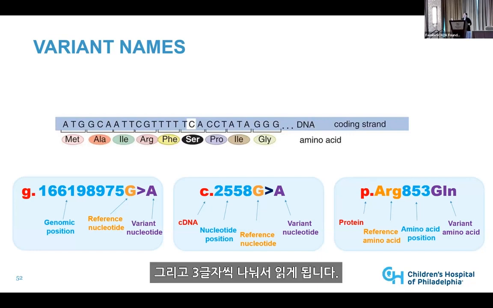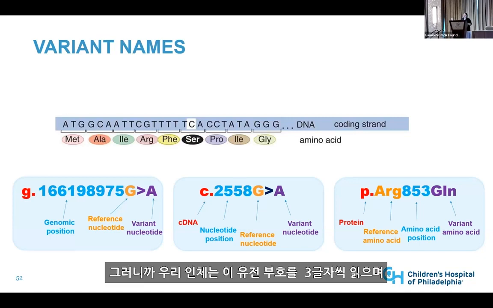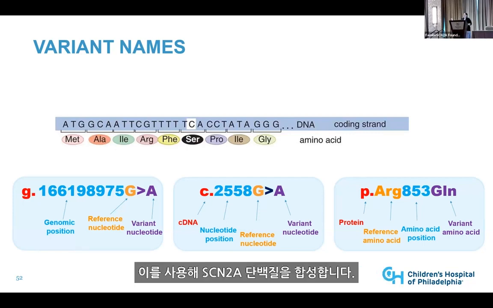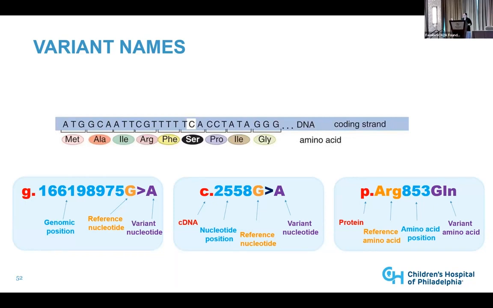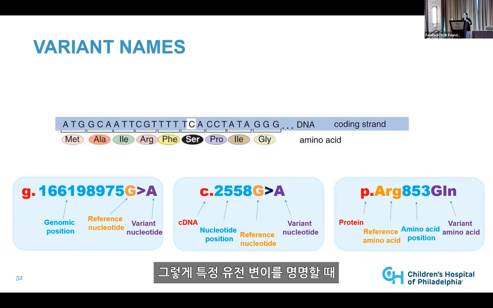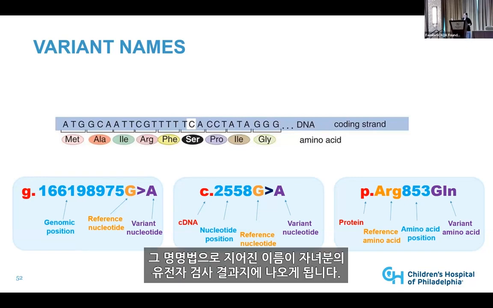And our genetic code is read in groups of 3 letters at a time. So when our body is reading this genetic code, it's reading through these letters 3 at a time. And then it's using this in order to build the SCN2A protein. Each 3-letter code corresponds to a building block of a protein called an amino acid. And so when we talk about how to name a given genetic change, there are different ways that we can do this. And this is what's going to be on your child's genetic testing report.